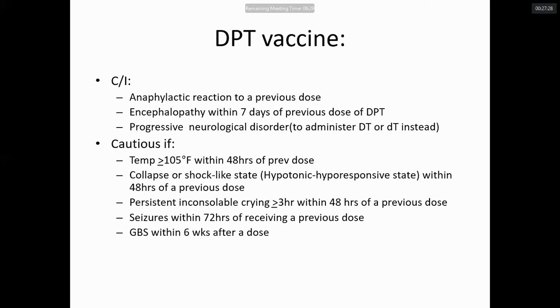And relative contraindications are, you should be cautious if with a previous dose there was temperature more than or equal to 105 degrees Fahrenheit within 48 hours, collapse or shock-like state within 48 hours of a previous dose, persistent inconsolable crying for more than or equal to 3 hours within 48 hours of a previous dose, seizures within 72 hours of receiving a previous dose, and GBS, Guillain-Barré syndrome, within 6 weeks after a dose. You should be cautious in administering the next vaccine.